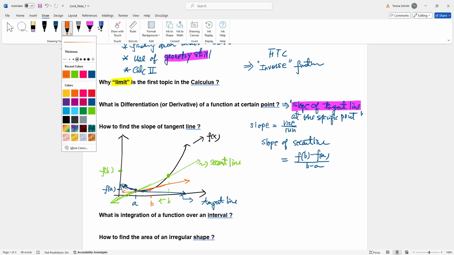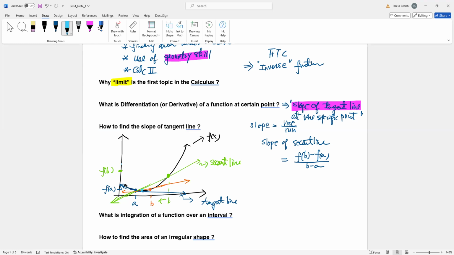If you want to get even closer, let me use a light blue here. If I push B, this is my new B, another B. If I keep getting closer and closer, pushing B to A, then you connect these two. You see here, this light blue is almost equal to the dark blue tangent line. So in order to find the slope of the tangent line, I just need to let B get closer and closer to A.